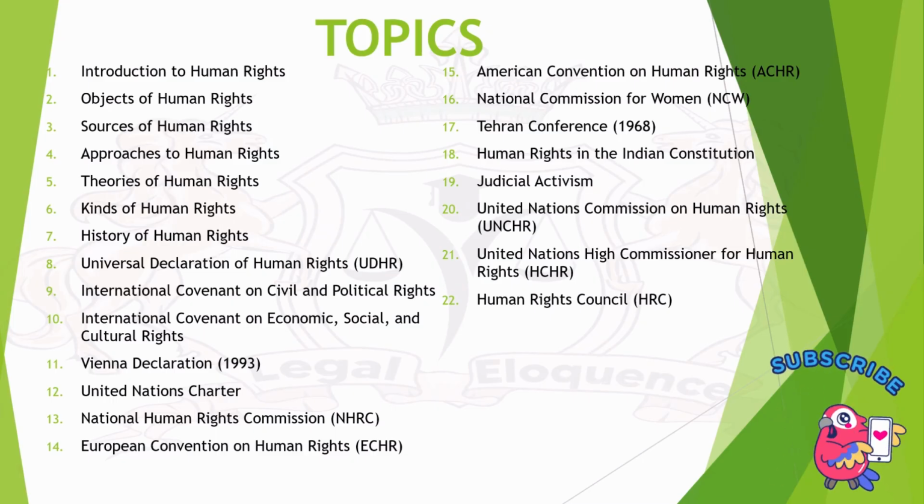Introduction to human rights, objects of human rights, sources of human rights, approaches of human rights, theories of human rights, kinds of human rights, history of human rights, Universal Declaration of Human Rights, that is UDHR, International Covenant on Civil and Political Rights, International Covenant on Economic, Social and Cultural Rights, Vienna Declaration, United Nations Charter, National Human Rights Commission, European Convention on Human Rights, American Convention on Human Rights, National Commission for Women, Tehran Conference, Human Rights in the Indian Constitution, Judicial Activism, United Nations Commission on Human Rights, United Nations High Commissioner for Human Rights, and the last one would be Human Rights Council.